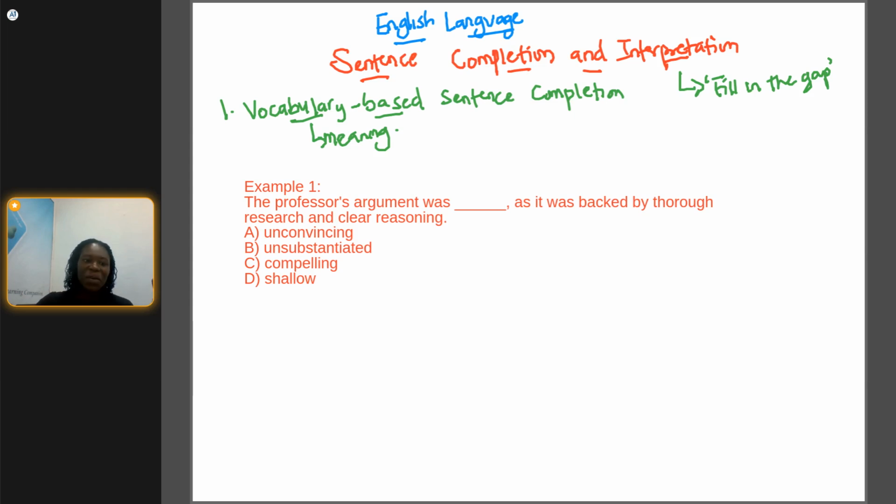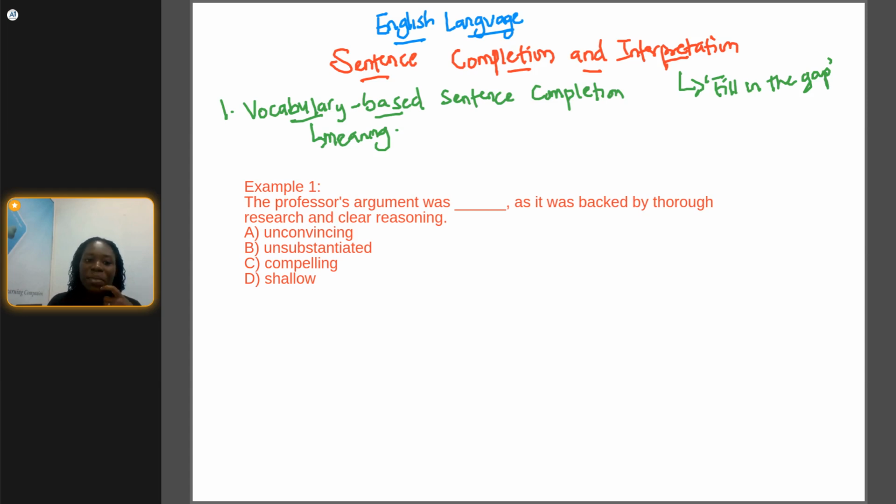Now, again, do not forget that when we talk about sentence completion and interpretation, we're talking about filling in the gap. So in this case, we want to fill in this gap. This is the empty space. This is supposed to be a complete sentence, but the sentence is incomplete because there is a space here. And this space requires that we fill it up with any of these which is appropriate. So how do we know the appropriate word to fill this in? This question is basically a vocabulary based sentence completion question.